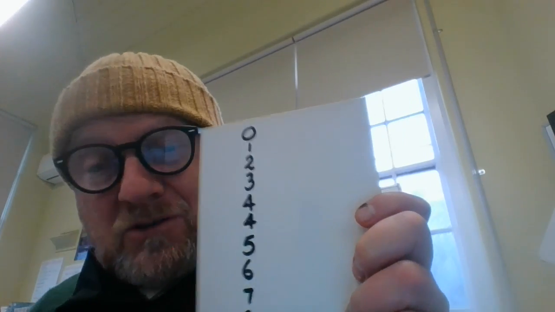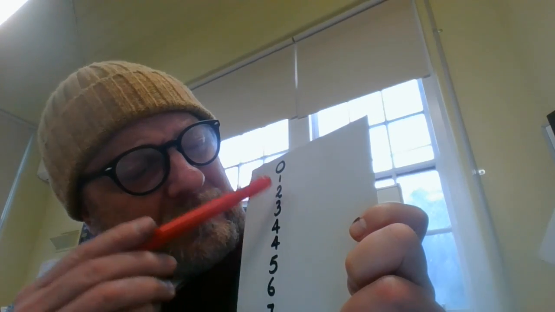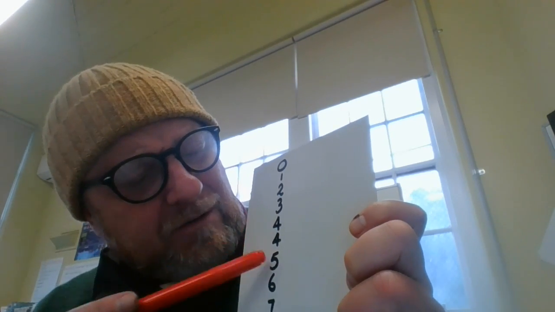But when you get to 4, pretend you've got a stutter and write it twice. 0, 1, 2, 3, 4, 4, 5, 6, 7, 8. And then I want you to start at 8 at the bottom, and I want you to count up.